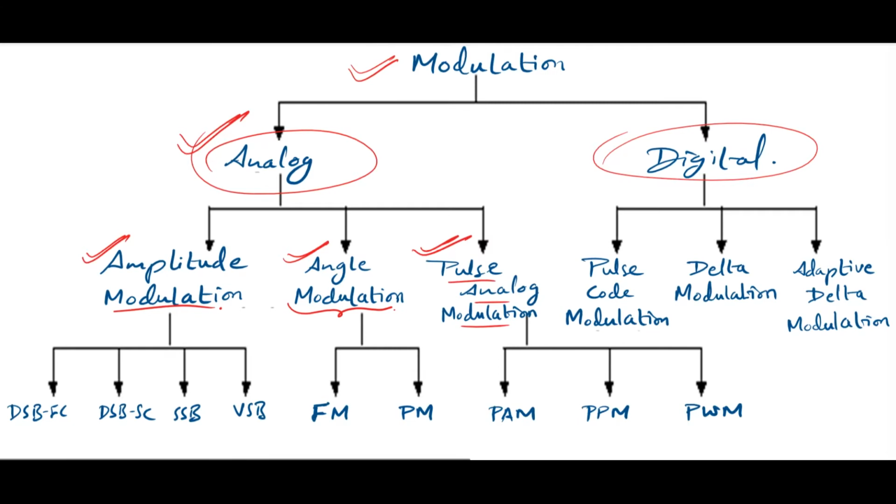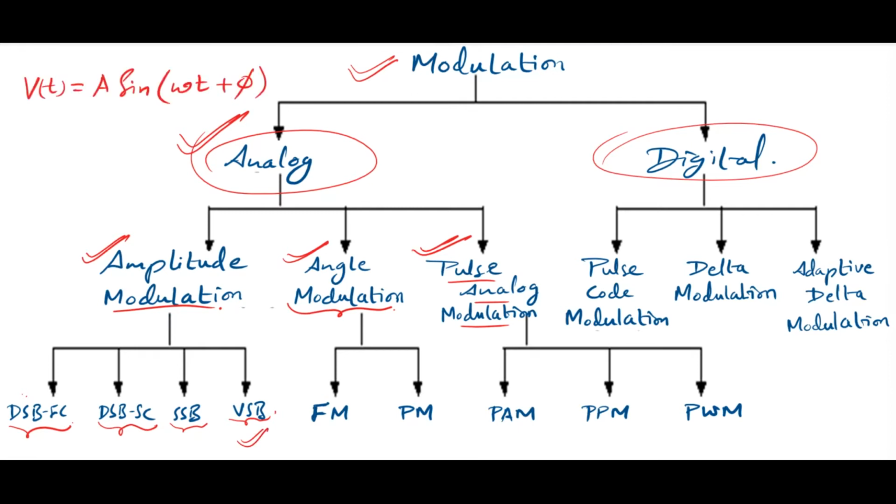Now AM can be further classified as DSBFC, meaning double sideband full carrier system. We are transmitting both the sidebands along with the full carrier. Likewise, we have DSB-SC, where we are transmitting both the sidebands along with a suppressed carrier. Then we have SSB, single sideband. Only one sideband is being transmitted, and obviously the carrier is suppressed. And finally, we have vestigial sideband. In vestigial sideband, we usually transmit one sideband along with a vestige of the other sideband. We'll discuss these in detail and their generation process.